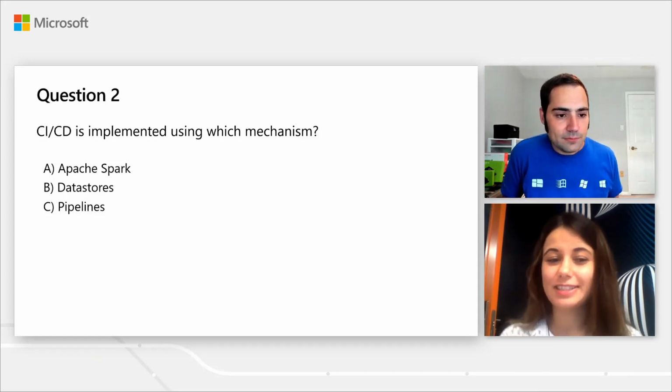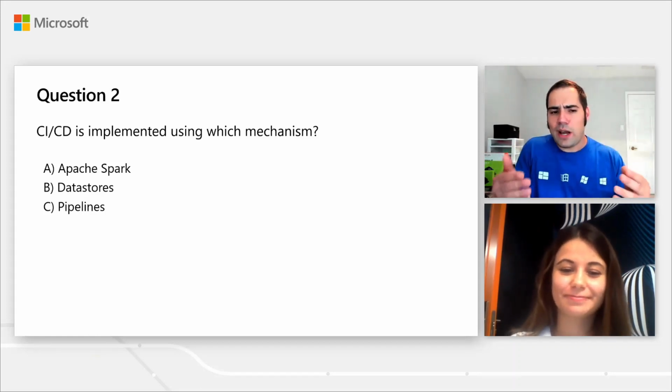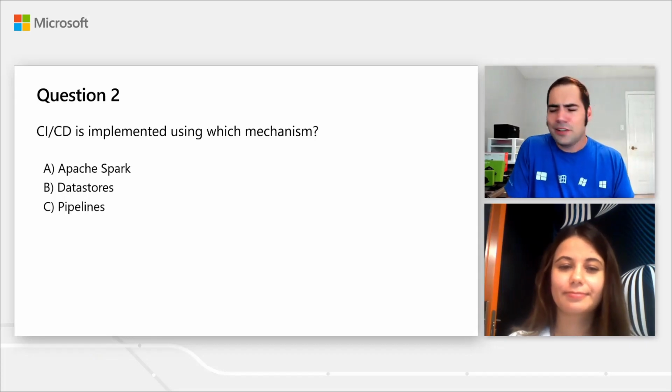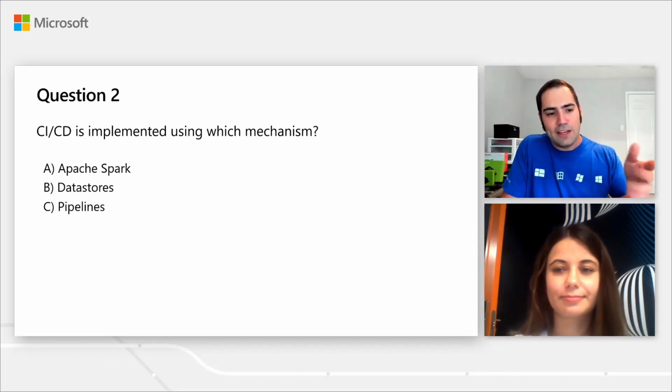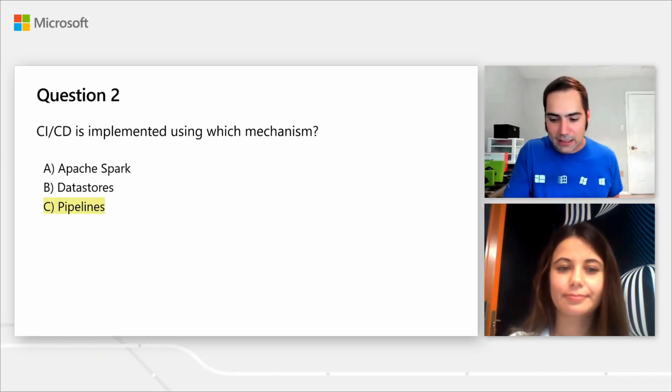Yeah, obviously CI/CD is implemented using pipelines, which we always talk about. That's right. We've been mentioning that quite a bit throughout the presentation. I don't think we've said Apache Spark or data stores, and those are completely different things. So if you got answer C, you are correct. Give yourself a pat on the back.